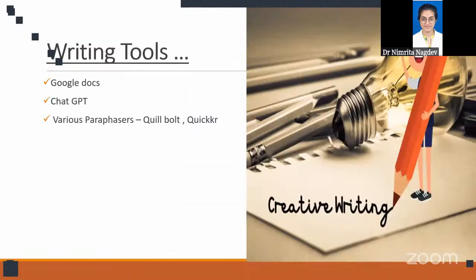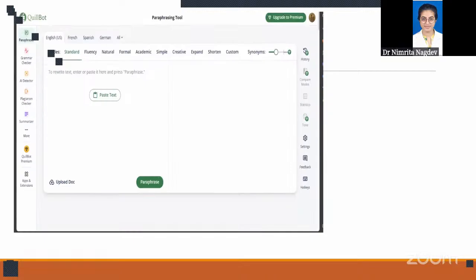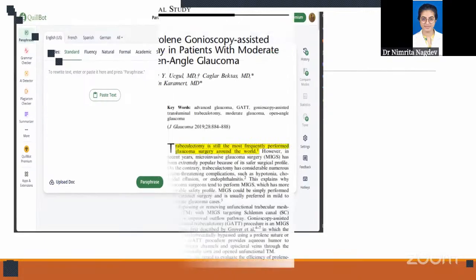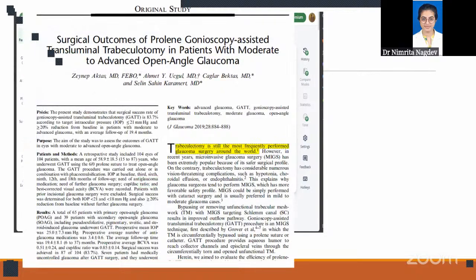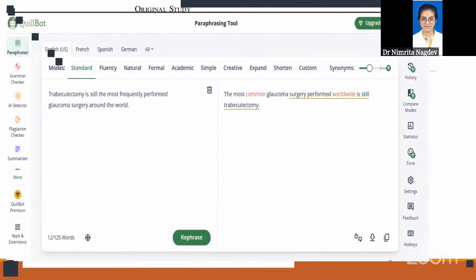There are various writing tools available, such as Google Docs and ChatGPT, but ChatGPT is still in the toddler phase, so we cannot rely on it as a whole to write a case report. There are various paraphrasing tools available online, such as Quillbot. I will show you one example. You can open Quillbot on the internet, open one article, copy one line, paste it, and then refresh, and then you can add it to your case report and modify it.